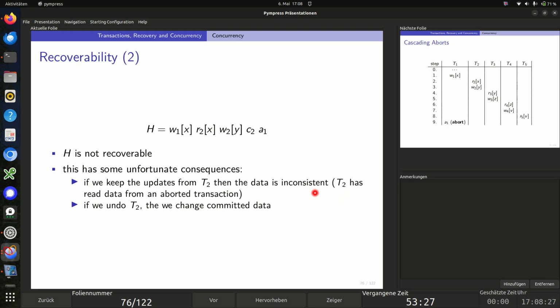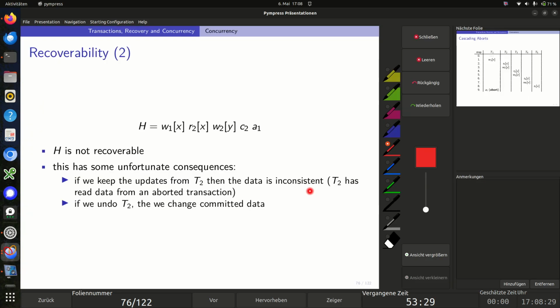Okay, here's an example, like the ice cream example I've shown. You have two transactions. The first one writes the data, the second one reads it. Then the second one writes another tuple and wants to commit it, but actually the first one aborts. And then actually the second transaction should also be undone, but it's not possible because here already the commit occurred.